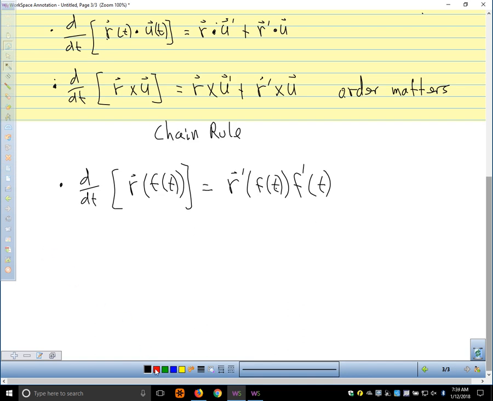This next one is an important one. This one comes up often when we're coming up with equations that have to do with vector valued functions. If the dot product of a vector valued function with itself is a scalar constant, then r dot r prime equals 0.